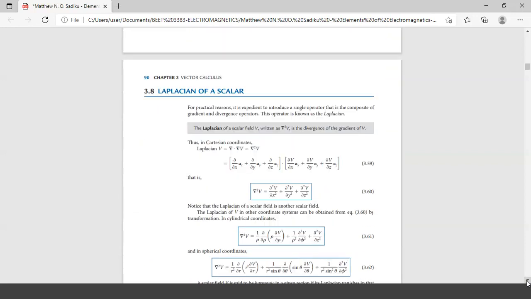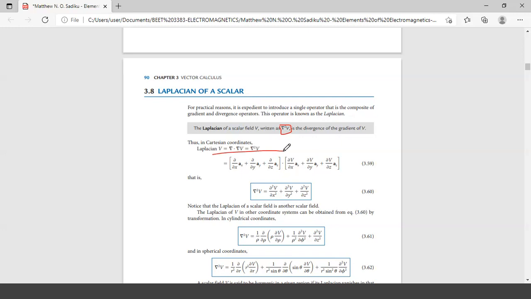The last one is the Laplacian. So the Laplacian of scalar field B is written as del square B. It is the divergent of the gradient of B. So this is a combination of divergent and gradient. So del dot del B equal del square B.